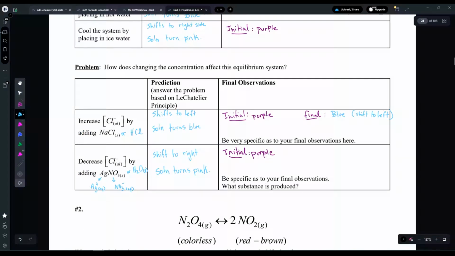So the next stress he's going to apply is the one where we decrease chloride ions, and he's going to do that by adding water. So make sure to watch out for what your final observations will be for this next one.